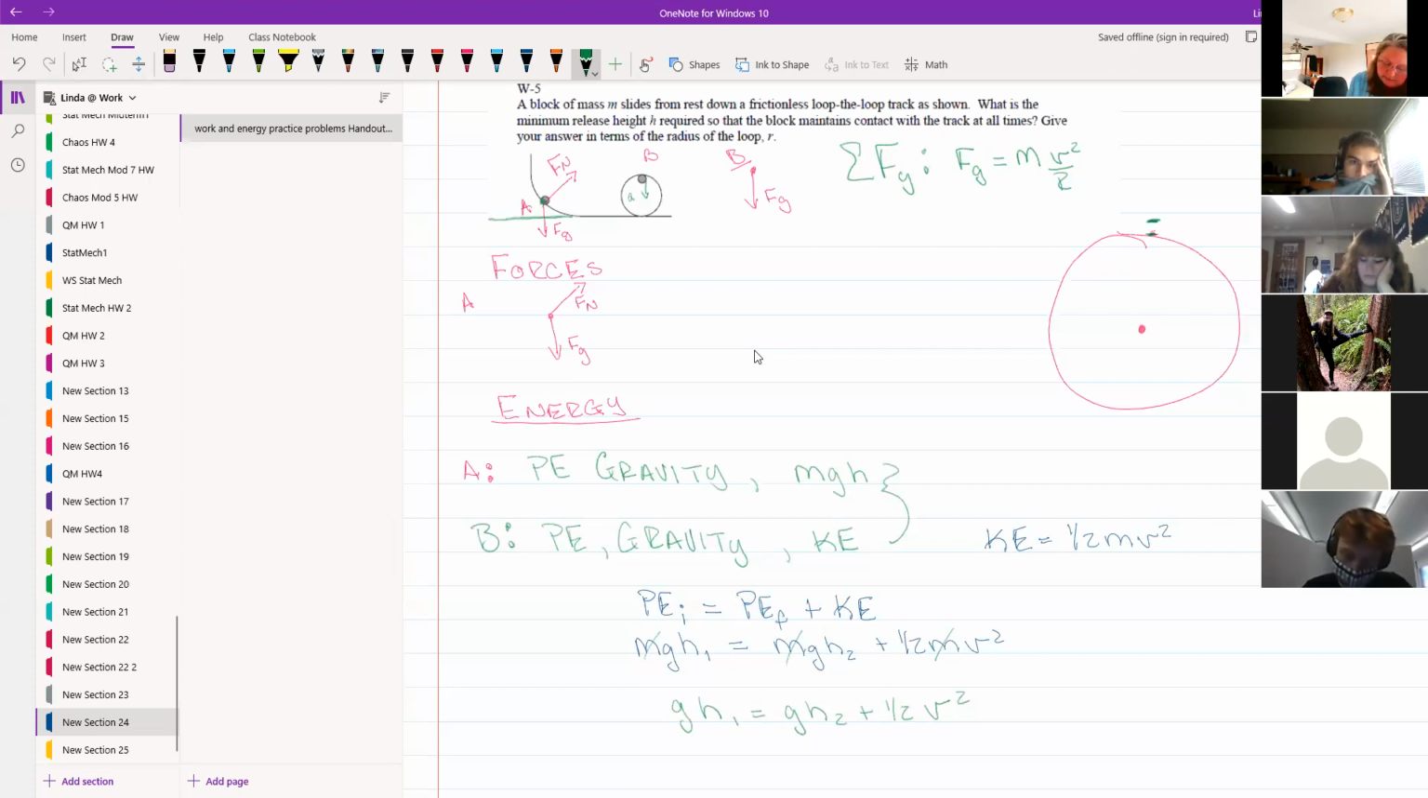And then I look at this and I'm like, I don't know what velocity is. I want to know what height I need to launch the ball from. This is where I can reach back into the forces that we did. And this is why I asked you to do both, because oftentimes we're going to need both.